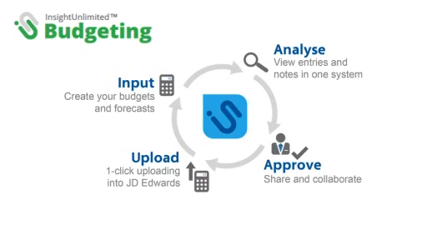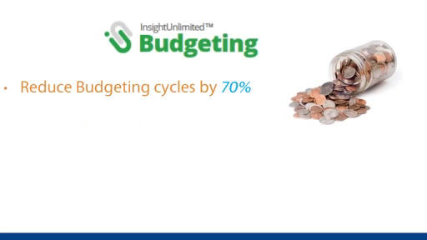This is having a massive difference for the JDE Edwards sites that are using InsightUnlimited budgeting in how they control, how they run, even down to how often they do budgeting. It might be that budgeting and forecasting takes so long at the moment, you can only do it once a year, or maybe you want to do it more frequently, but you just can't because it's such a slow, tedious process. Well, with Insight, we're looking to do all of your budgeting in one place.